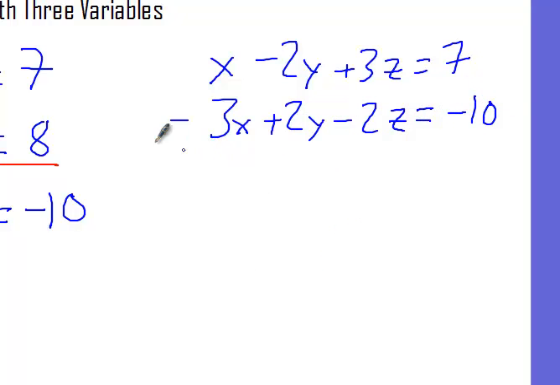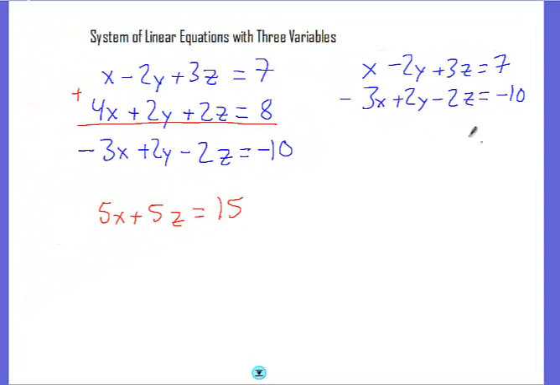Okay, so now, again, what we must do to both of these equations is add them to cancel out the two y's. So x plus a negative 3x is negative 2x. Negative 2y plus 2y is 0. 3z plus a negative 2z is just plus 1z, which is equal to negative 3. All right, so now we have a system of two equations.